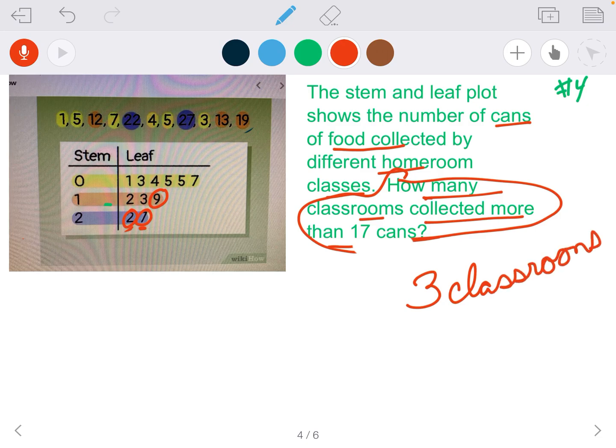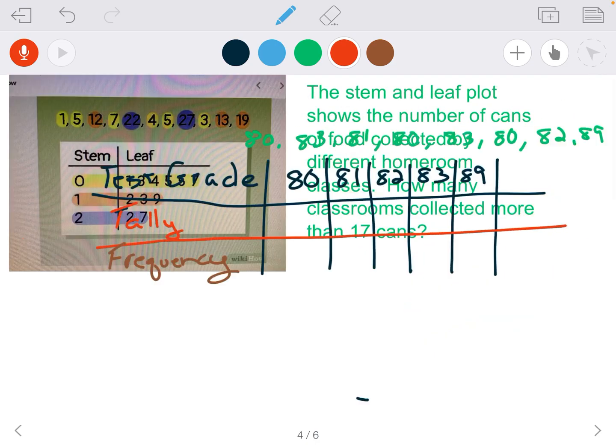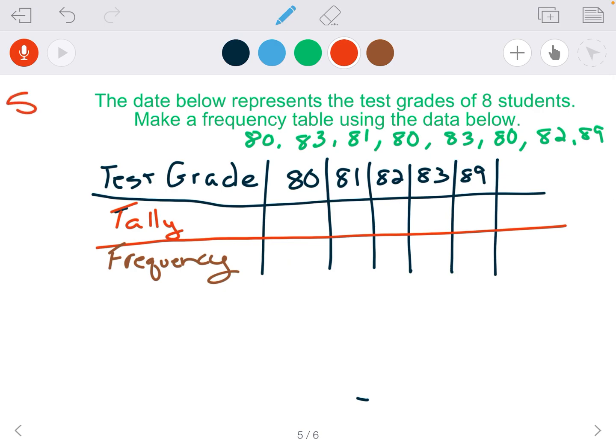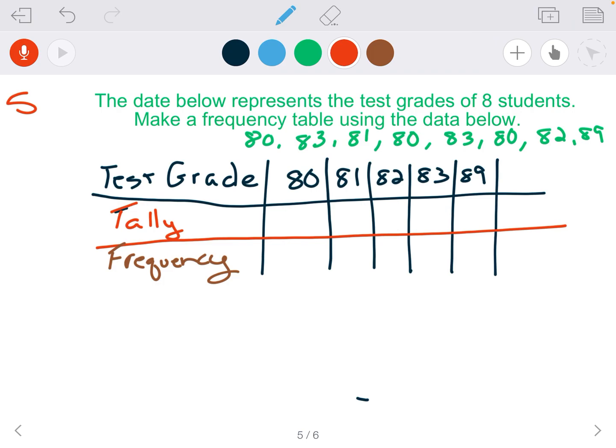And I don't know if you know cursive, but that's what I'm writing here. Classrooms. Okay. Next question. What number are we on? 5. Okay, number 5. We're almost done. We're making progress. The data below represents test grades for 8 students. Make a frequency table using the data below.